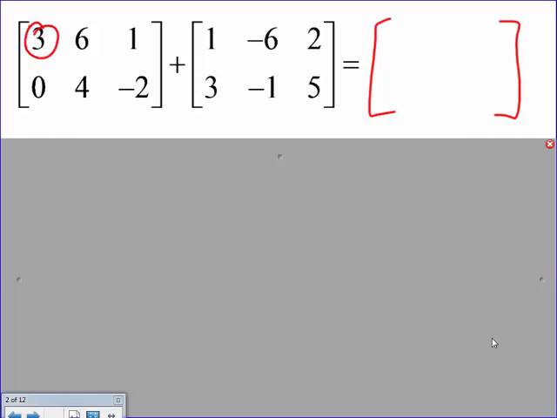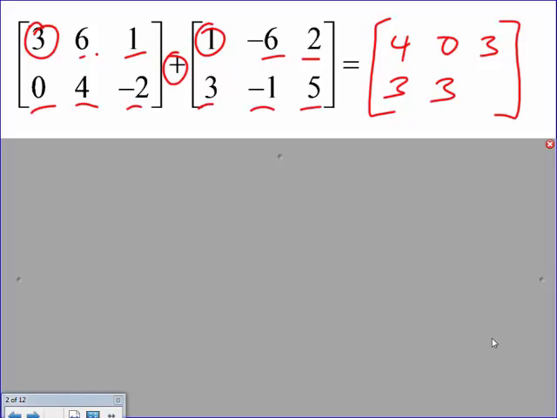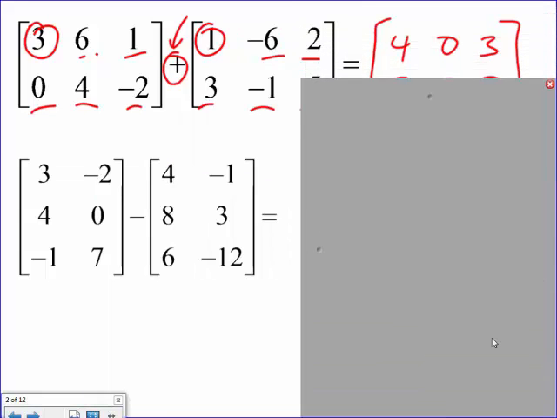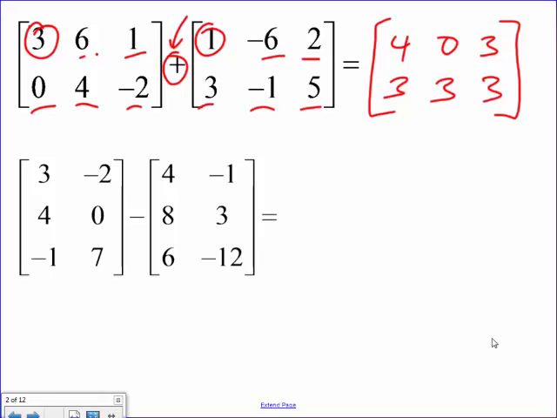So 3 plus 1, 4, right? So then I got 6 plus negative 6, 0. 1 plus 2, 3. 0 plus 3, 4 plus negative 1, and lastly, negative 2 plus 5. There we go, done. Okay, so as long as they're the same dimensions, I just do whatever the operation says in the middle, either add or subtract, and just do it to the corresponding parts. The same thing works with subtraction. Okay, just have to be careful with the signs.